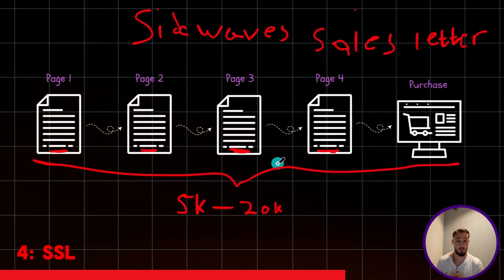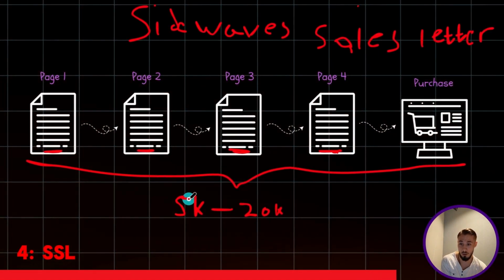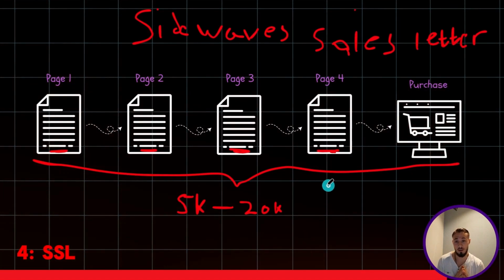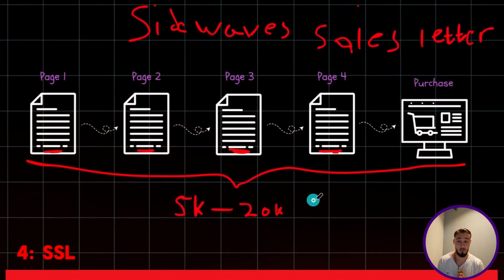So you basically introduce the problem in letter 1, and then they click a button to read page 2 and 3, and so on and so on. And by the time they reach the 4th page, they're incredibly qualified. And most likely they've already decided whether they want to make a purchase. So we make an offer at that stage, and then we get them to buy.